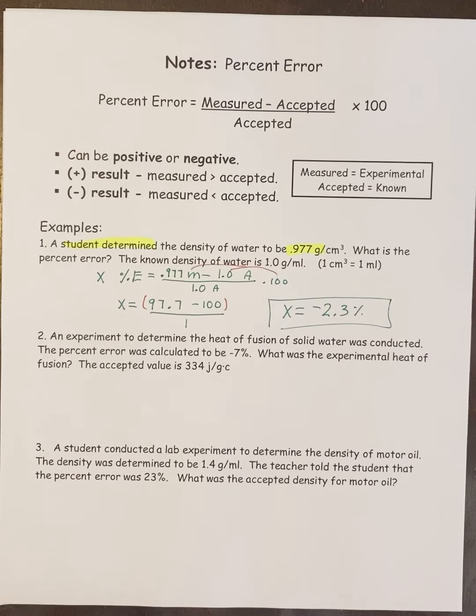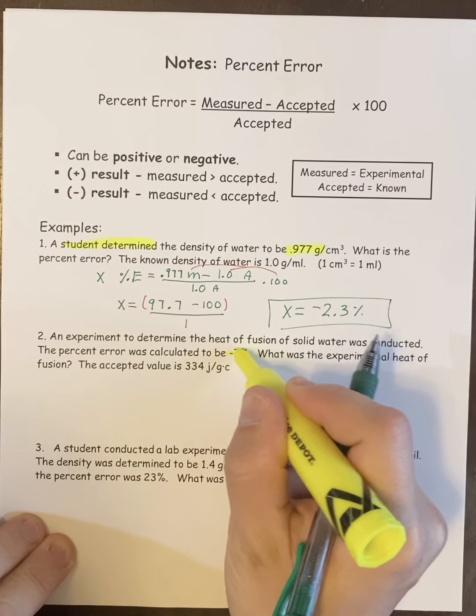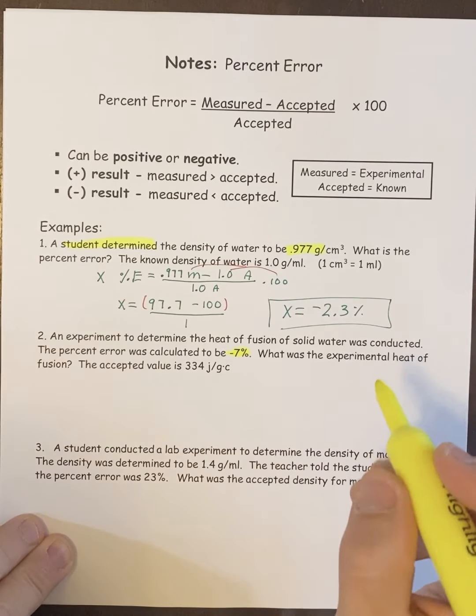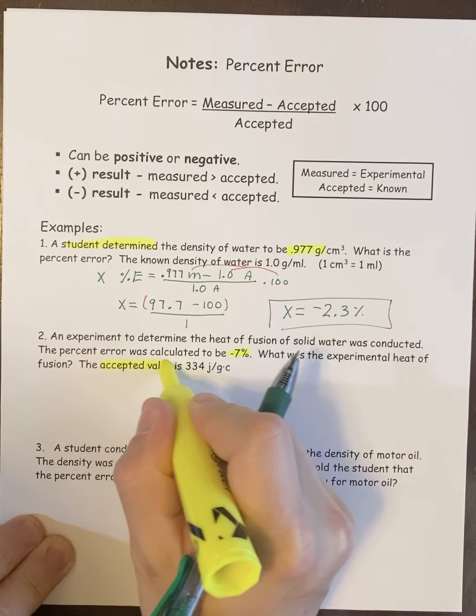The next one will get a little harder, and then the third one will be the hardest version. And then after that, you will have seen every version of percent error that can ever be given to you, because there's only 3 variables in the whole equation, and therefore there's only 3 places they can place the x. So number 2, the percent error was -7. The accepted value is this.